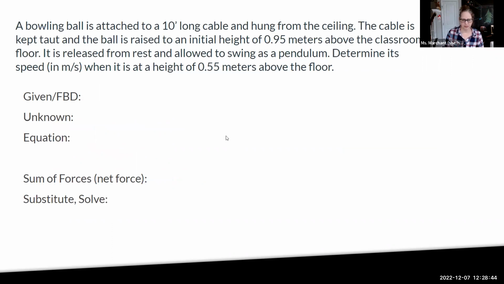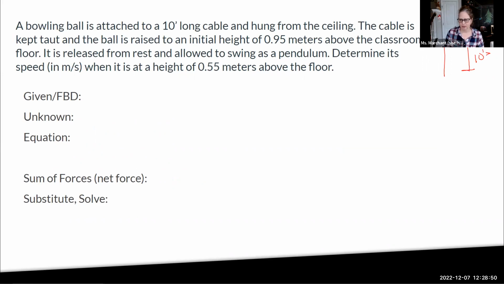A bowling ball is attached to a 10-foot long cable. Okay, so we're probably going to have to convert that to meters, but let's wait and see. The cable is kept taut and the ball is raised to an initial height of 0.95 meters above the classroom floor. It's released from rest and allowed to swing as a pendulum. Determine what its speed is when its height is 0.55 meters above the floor.